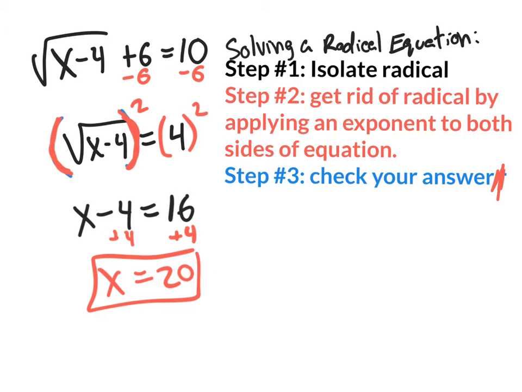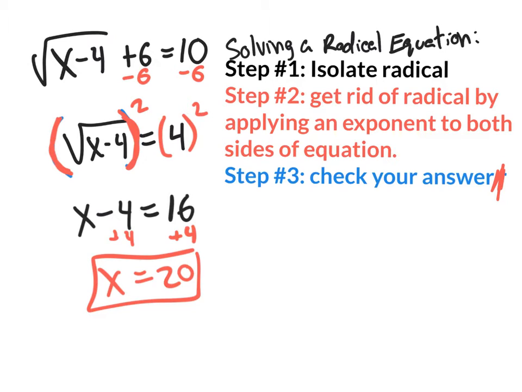Now we still need our third step, which is check your answer. So you need to take that 20 and plug it back in and actually do the math. 20 take away 4. What's 20 take away 4? 16. And what is the square root of 16? 4. And what is 4 plus 6? 10. So you see how it worked? We've double checked it. We're 100% positive we got this right.